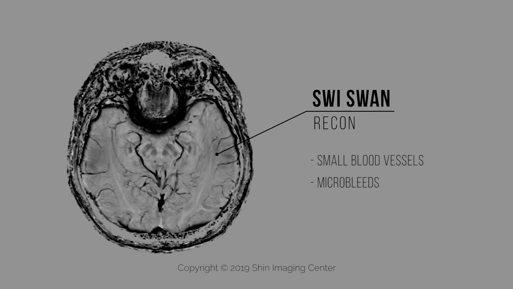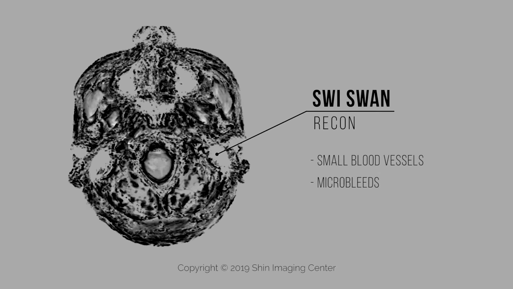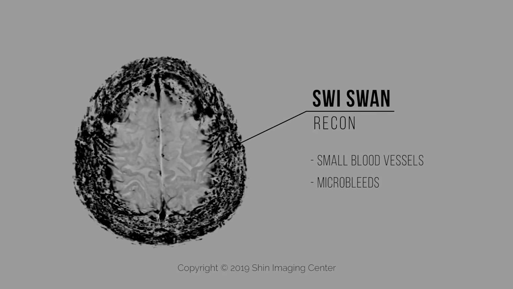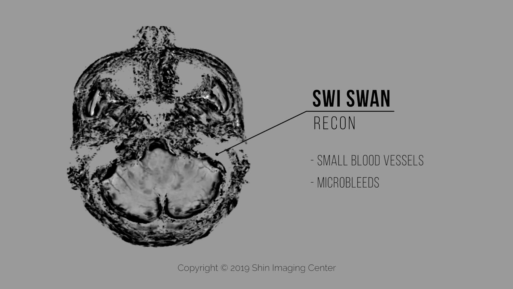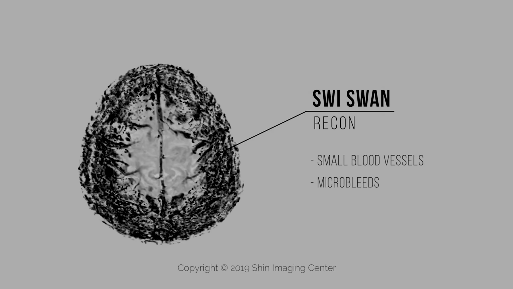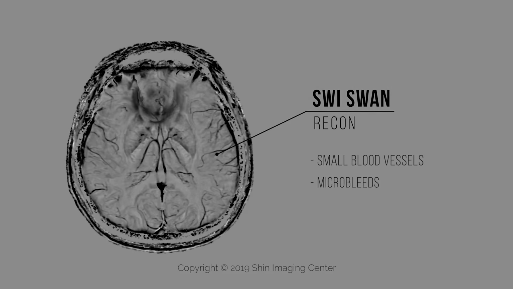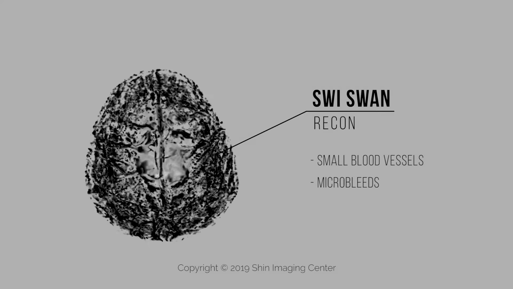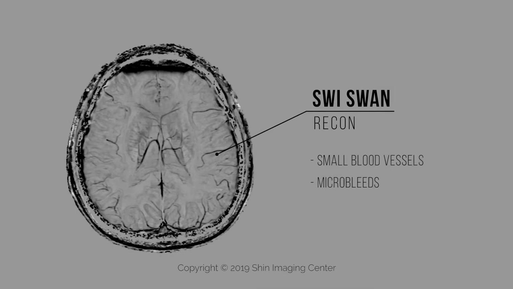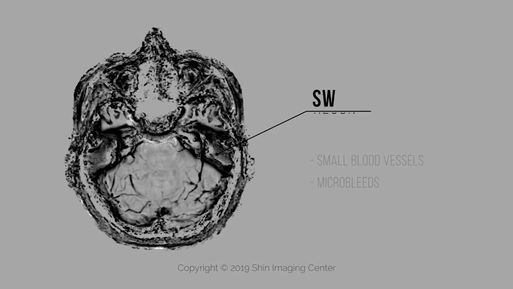SWAN, or susceptibility-weighted angiography, helps clearly delineate small blood vessels, microbleeds, and large vascular structures in the brain. SWAN is also designed to distinguish iron and calcium deposits from fresh blood by providing both phase and magnitude images to aid in an easier diagnosis. SWAN consistently generates very conspicuous images of microbleeds with dramatic contrast. Again, SWAN is considered a standard sequence we employ in all brain MRIs at Shin Imaging Center.